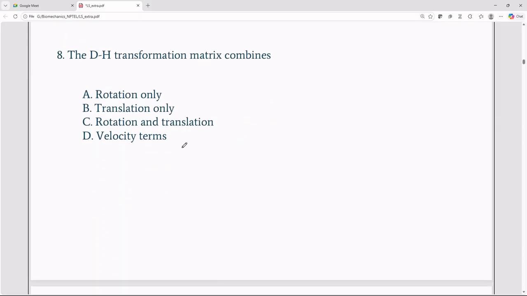Next question. The DH transformation matrix combines which among the following? Options are option A, rotation only, option B, translation only, option C, rotation and translation, option D, velocity terms. We can easily answer the question. We just discussed the above. For the DH transformation matrix, it combines which among the following? Option A, rotation only. Option B, translation only. Option C, rotation and translation. Option D, velocity terms.